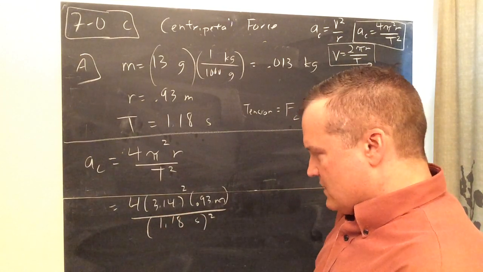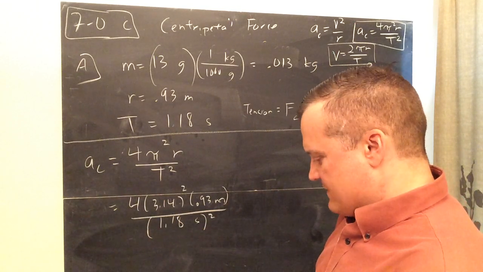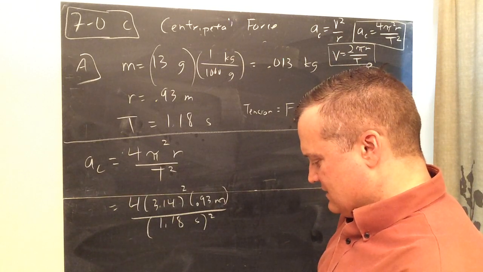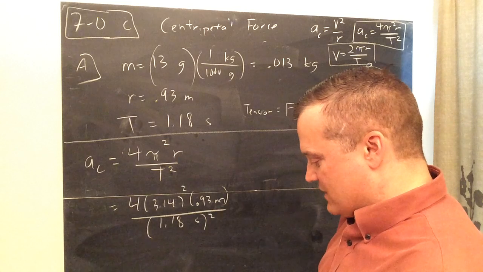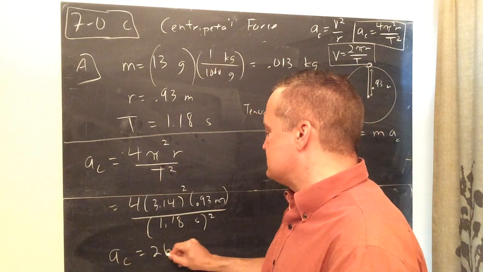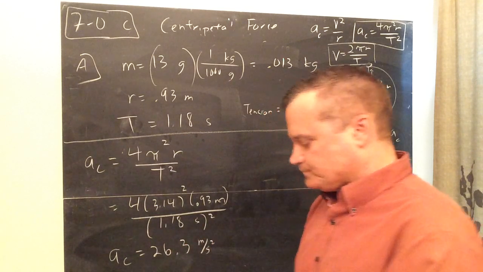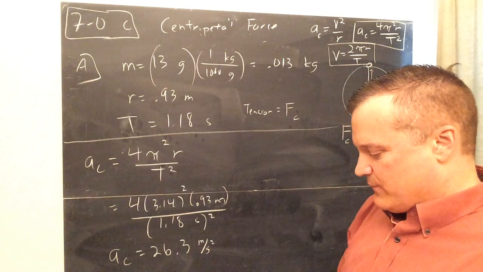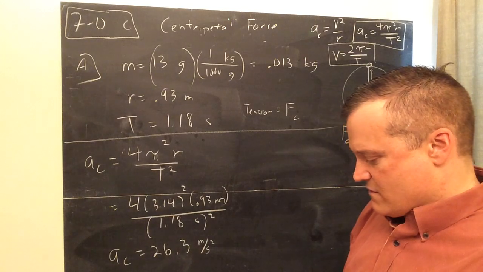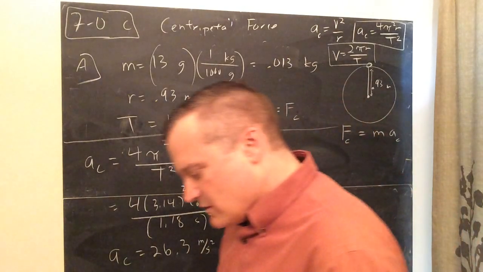Okay, so 3.14 squared times 4 times 0.93 divided by 1.18 squared. So 26.3 is the acceleration. Centripetal acceleration is 26.3 meters per second squared. Let me double check it again. 3.14 squared times 4 times 0.93 divided by 1.18 squared. 26.3. Got it. I'm still doing number 1.